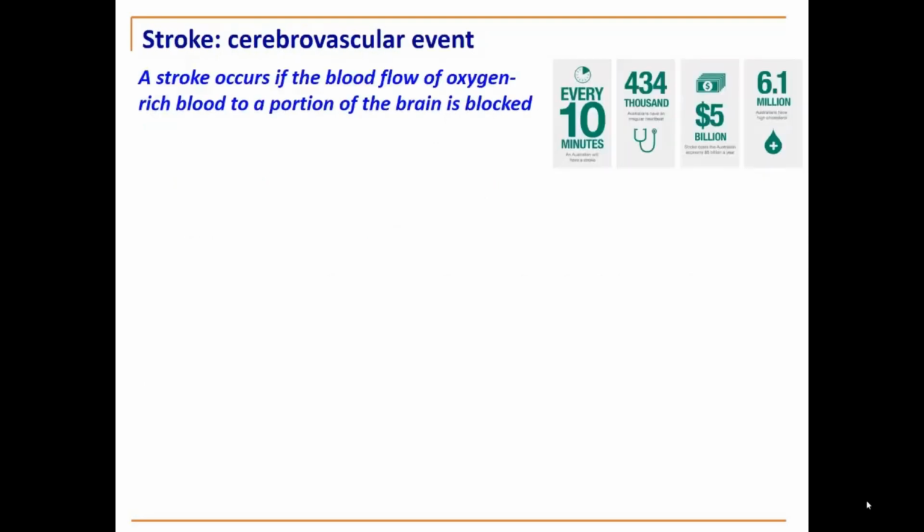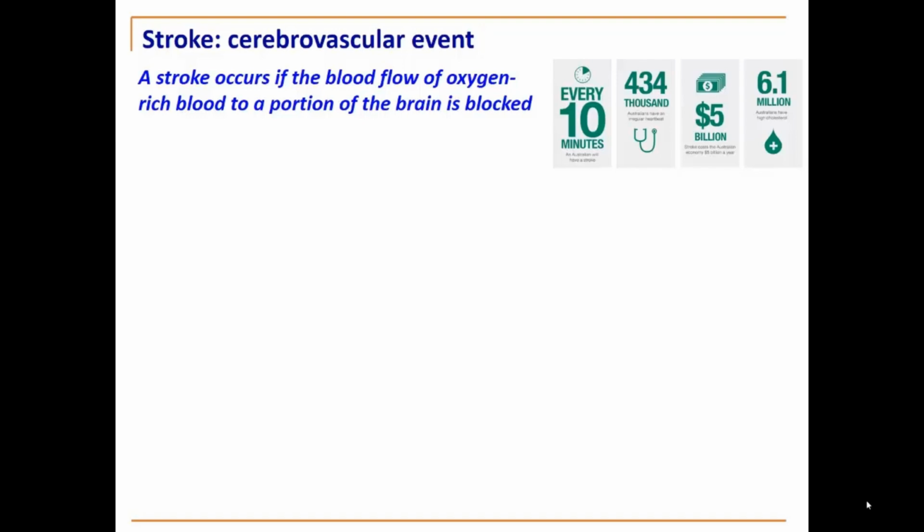So, of course, a stroke occurs if blood flow of oxygen-rich blood to a portion of the brain is blocked. That's otherwise known as a cerebrovascular event because it's the vascular system that is being affected. So, if we're looking at Australian stats, it's about every 10 minutes that an Australian will have a stroke.